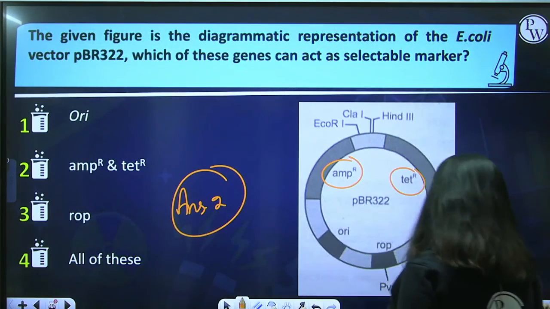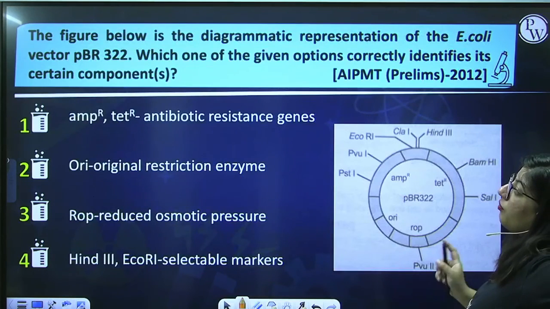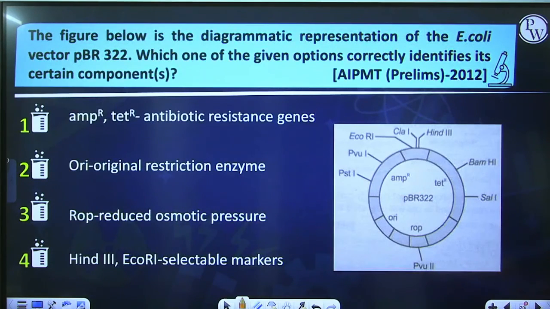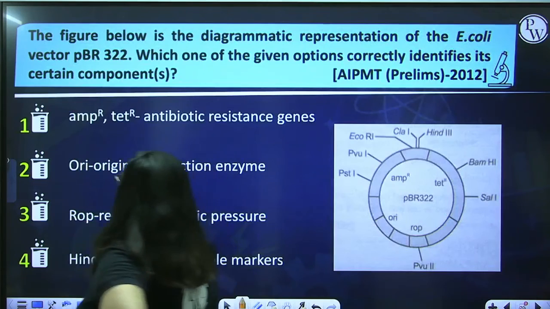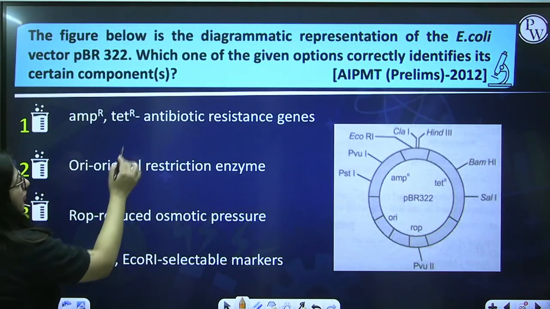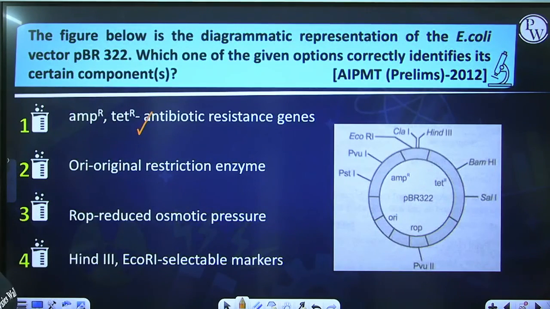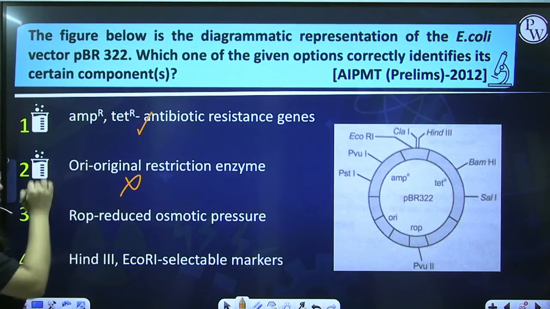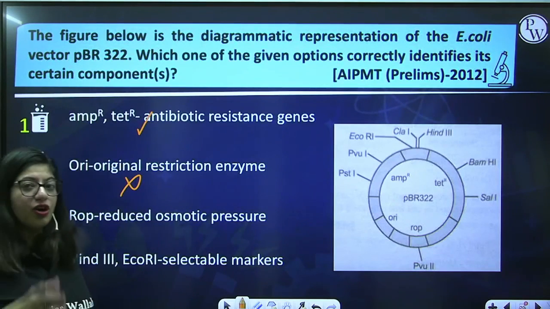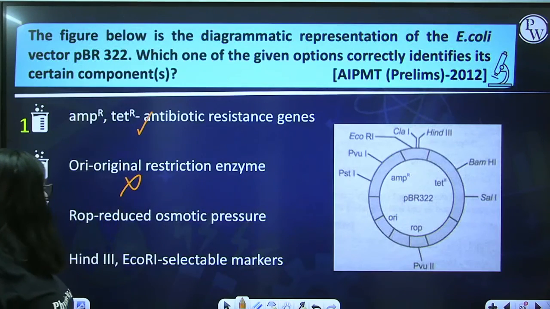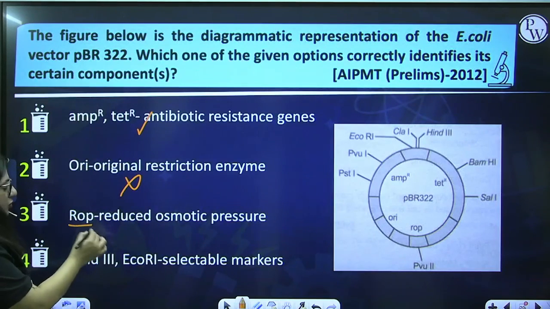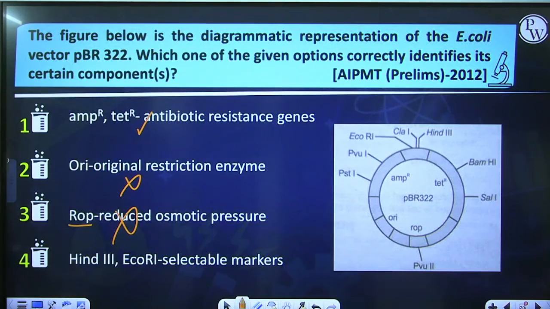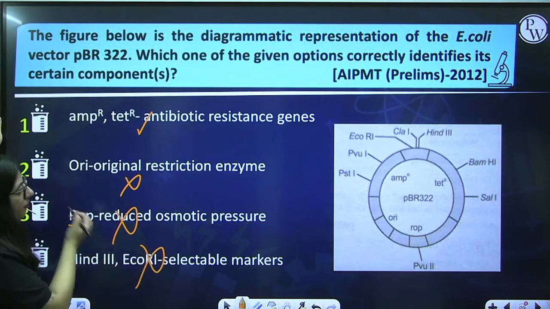Next. The given figure is the diagrammatic representation of E. coli pBR322. Which one of the following options correctly identifies its certain components? Alright. It is saying that ampicillin and tetracycline are antibiotic resistance genes. True. ORI is origin of replication, not original restriction enzyme. ROP is the one that produces proteins required for replication of the plasmid, and HindIII and EcoRI are not selectable markers. So answer is 1.